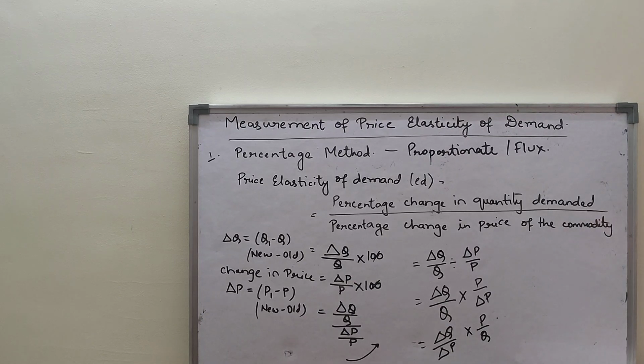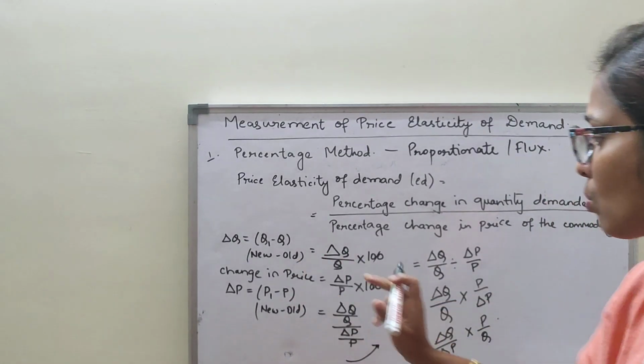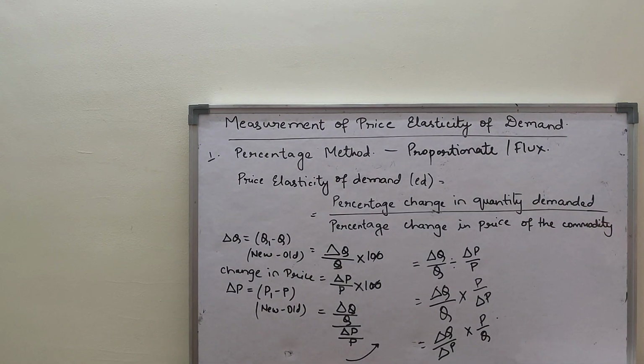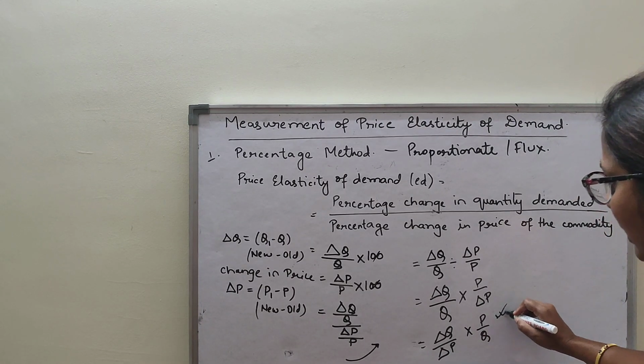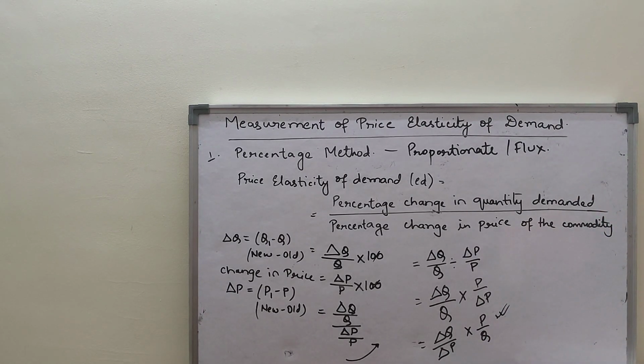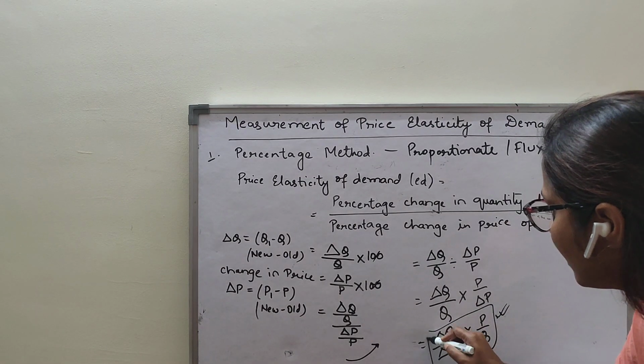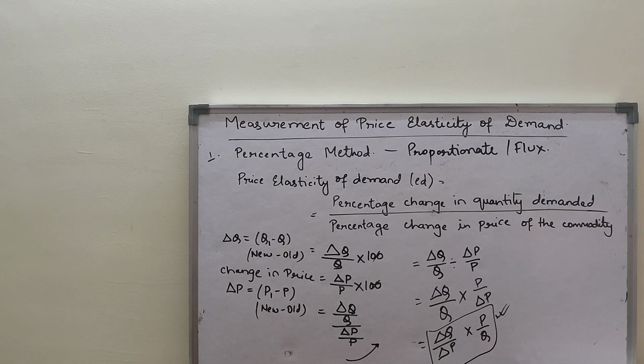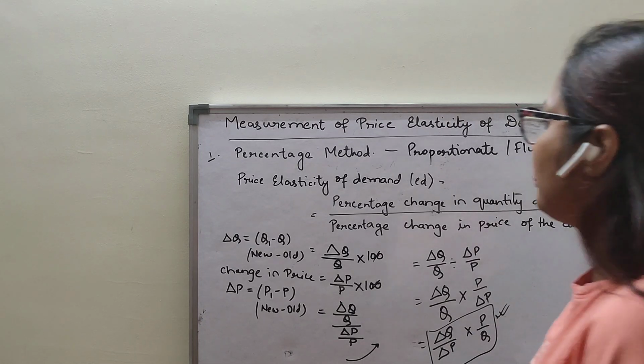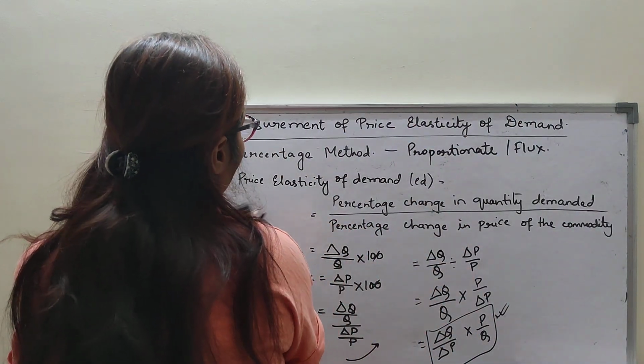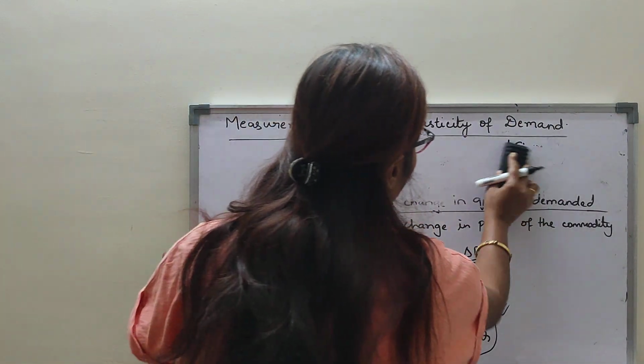Is it not? So I have already told you that change in Q I have already shown, that is new minus old, and change in price is P1 minus P, that is also new minus old. So see here, this is the formula. According to this formula, we have to calculate the price elasticity of demand. You have to just write it down. Please note it down. Now I will discuss the numericals so that you can understand. I hope you have noted down, children.